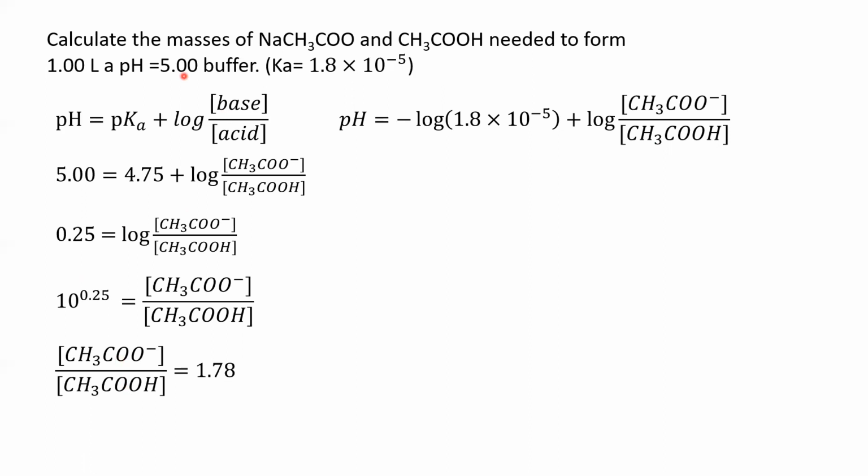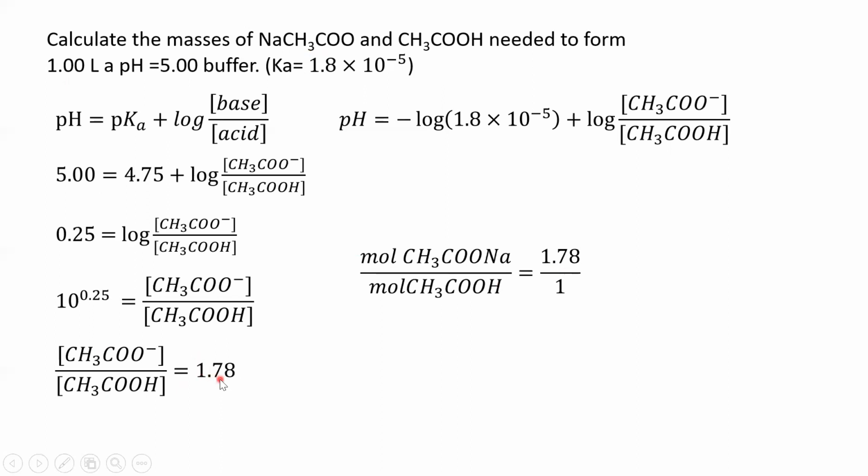But this time the question doesn't want to know what's the concentration. It wants to know what are the masses. Well, we know the concentration ratio. And we know we have a 1 liter solution, so we know the moles. And if we know the moles and we know the formulas, we can figure out the grams. So the mole ratio is going to be 1.78 base to 1 acid.